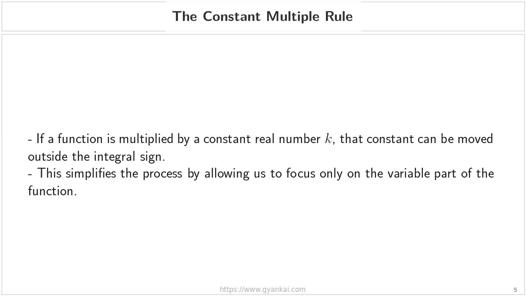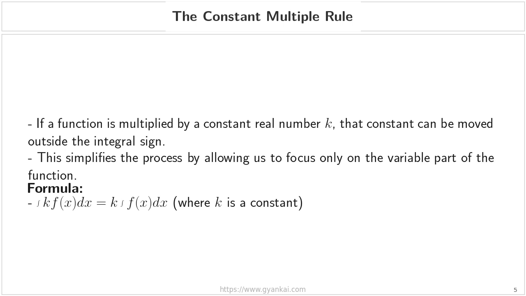Essentially, if you have a function multiplied by a constant, a simple real number, let's call it k, you can actually pull that constant outside of the integral sign. This is a really helpful simplification technique. It allows you to focus on integrating just the variable part of the function, which often makes things much easier. Let me show you the formula.